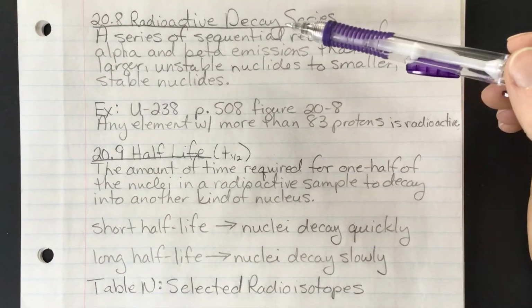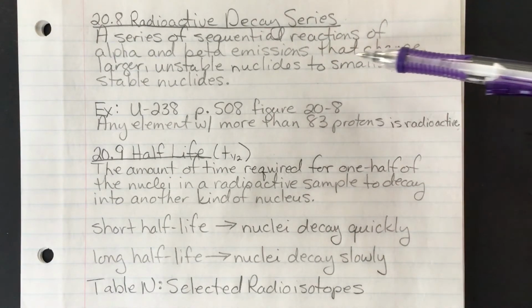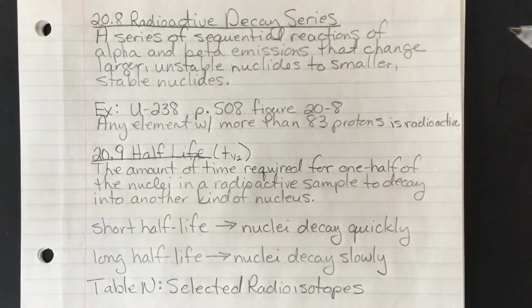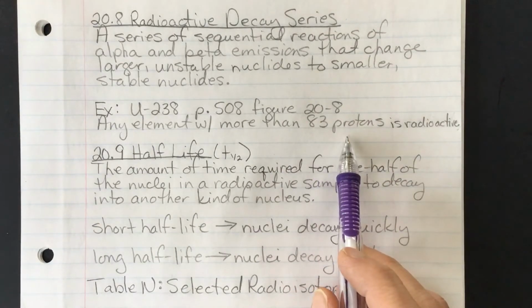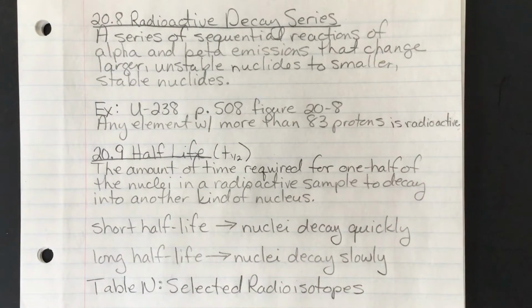Okay, so starting with radioactive decay series. These are a series of sequential reactions of alpha and beta emissions that change larger unstable nuclides to smaller stable nuclides. When we wrote our nuclear reactions last time, our equations, we just wrote one equation. But in fact, many of these nuclides, especially the ones with greater than 83 protons, because any element with more than 83 protons is radioactive, go through a series of decays, a series of nuclear reactions, not just one.